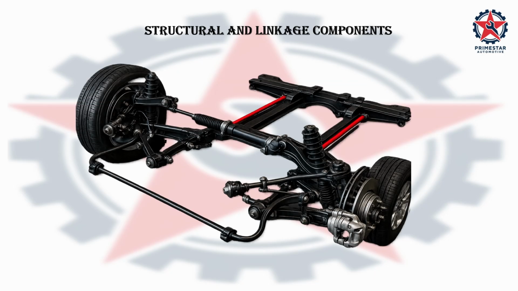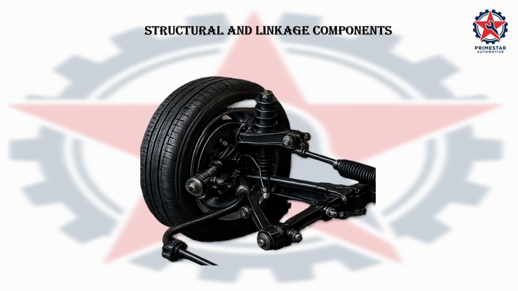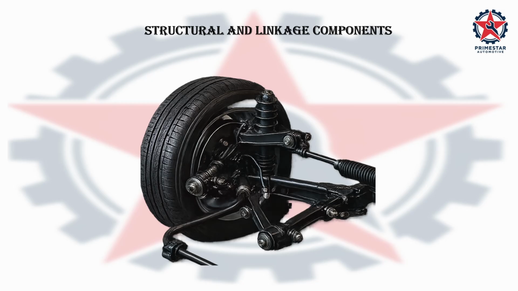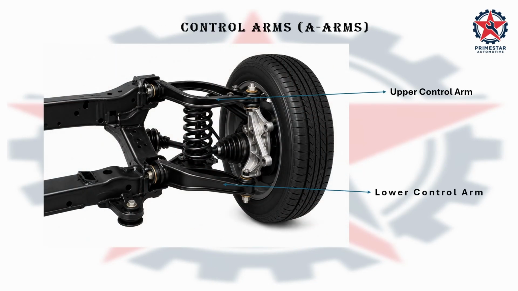Now, let's go back to this front suspension image again and focus on the structural and linkage components. Let's bring the parts into focus, and for the sake of learning this lesson, let's look at a different angle. Now we are looking at the control arms. The control arms connect the steering knuckle to the vehicle's chassis or subframe. Their job is to keep the wheel in the correct position while allowing the suspension to move up and down as the vehicle travels over bumps and uneven roads.